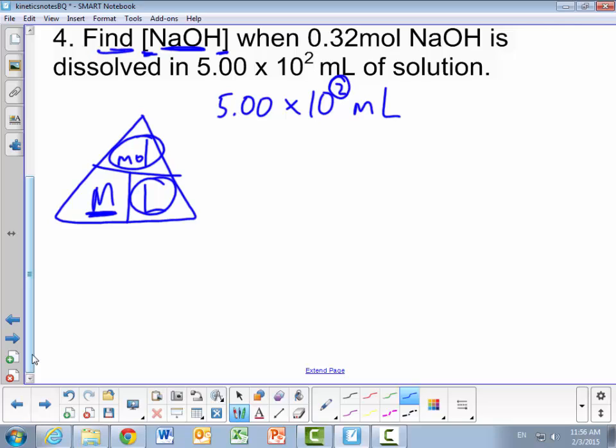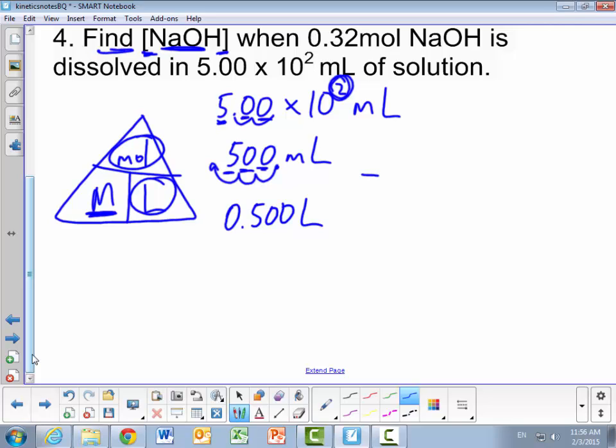First thing is I have scientific notation, so this 2 is telling me to jump my decimal 2 spots. So 5.00 times 10 to the 2 milliliters is the same as 500 milliliters, but these are all sig figs because it was written in scientific notation. Now I got to jump my decimal 3 jumps to the left to get it into liters. And so there is my volume in liters.